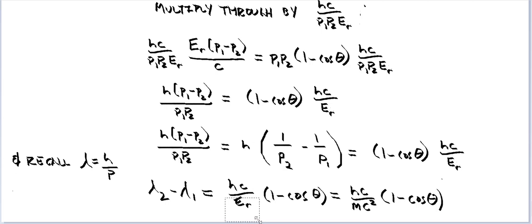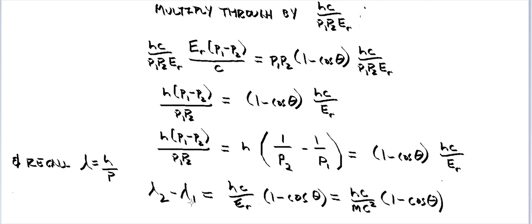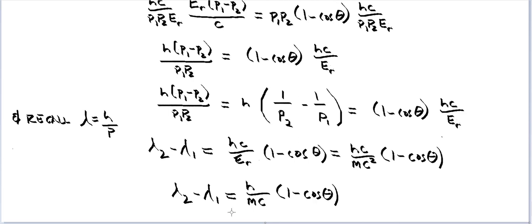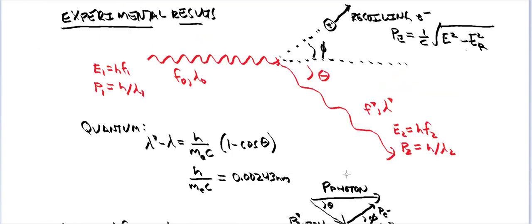But now let's just remind ourselves that ER, the rest energy of the electron, can be written as the mass of the electron times c squared, so that we get HC over mc squared, 1 minus cosine theta, which at long last we can cancel one of those c's to get that lambda 2 minus lambda 1 is h over the mass of the electron times c times quantity 1 minus cosine theta, which, note, is what the Compton scattering results of experiment showed.